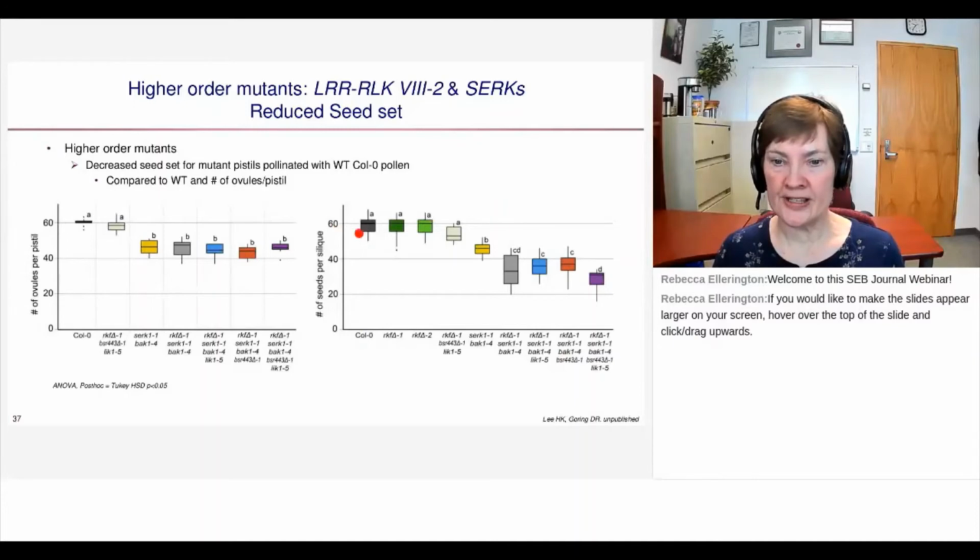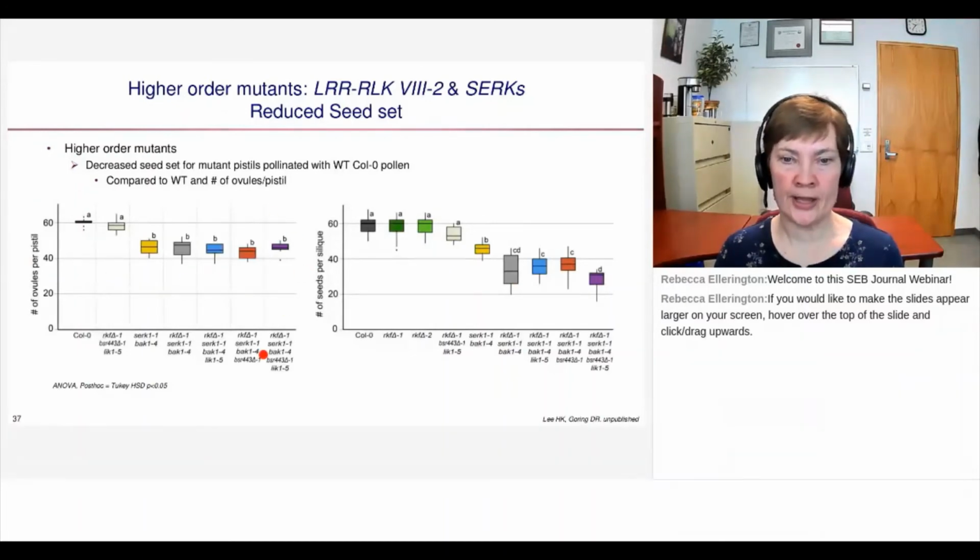So you can see that Columbia and the RKF Delta 1 and 2, as well as the septuple 8-2 mutant, all have wild-type levels of seed set when they're pollinated with Columbia pollen. And then we see a decline after that. We have to always check when we see a decline to make sure that this is not just about ovule numbers, because if you have fewer ovules, that will also lead to reduced seed set.